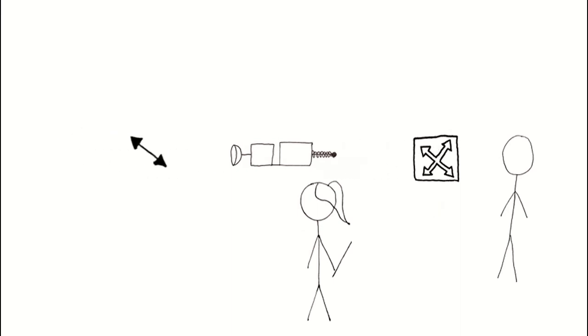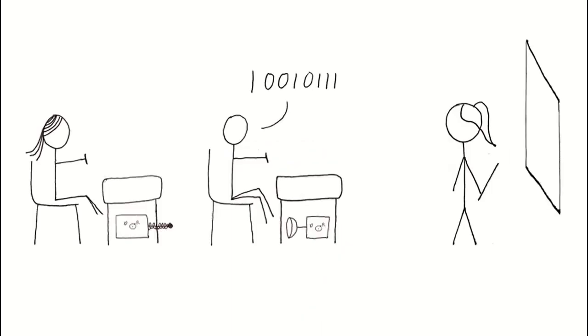Eve only has a 50% chance of guessing the measurement basis correctly. When Bob measures the photons that are now polarized in the wrong basis, there's a 50% chance he'll get the wrong value for that bit. This means that 25% of the bits Bob receives will be wrong, even if he measures in the correct basis decided by Alice.